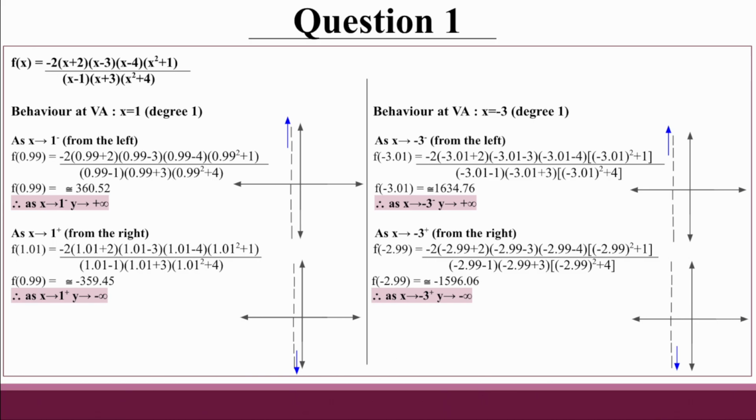For the vertical asymptote at x equals negative 3, I did the exact same process. Substituting negative 3.01 and negative 2.99 for x, the results of f of x show that as x approaches negative 3 from the left, y approaches positive infinity, and as x approaches negative 3 from the right, y approaches negative infinity.